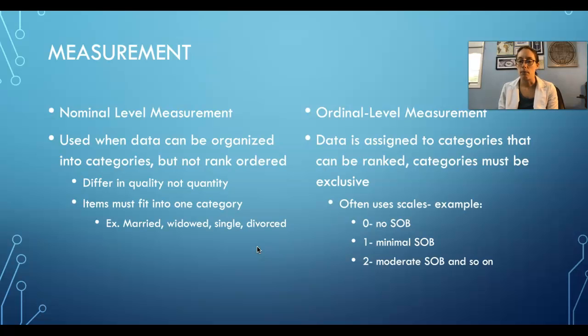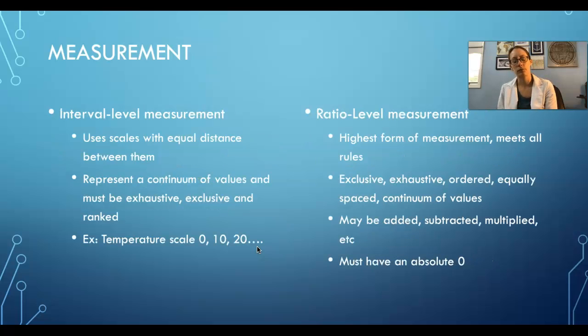And then ordinal level measurement is data that's assigned to categories that can be ranked. So just like in nominal level measurements, those categories do have to be exclusive, but this often uses scales. So for example, if I scored myself a 0, I would not have any shortness of breath, and a 1 would be minimal shortness of breath, and a 2 is moderate, and so on.